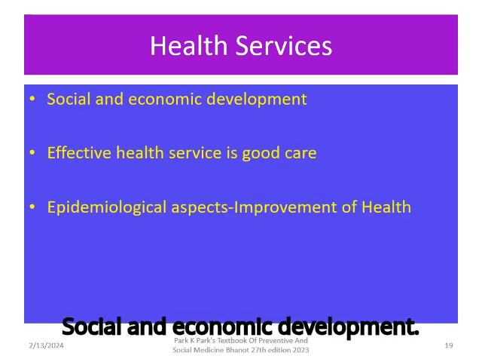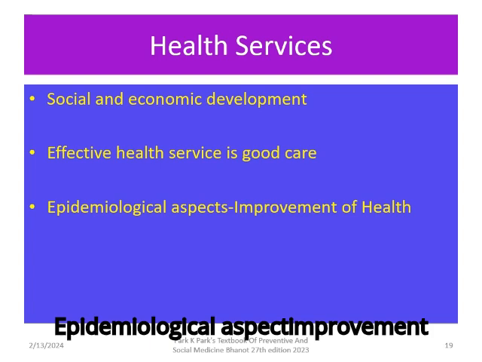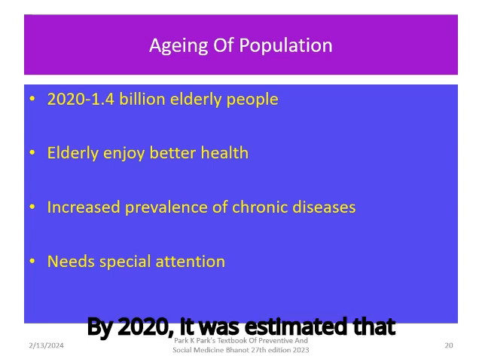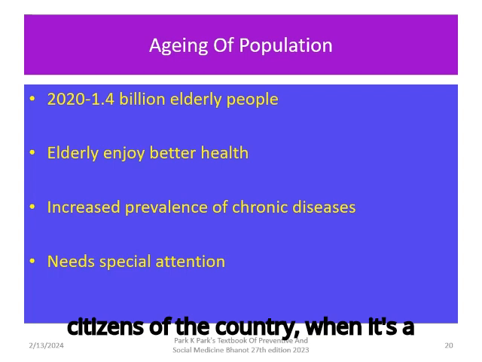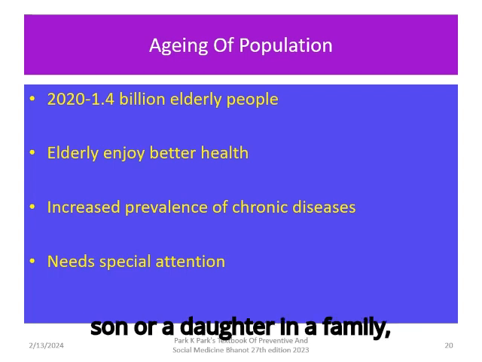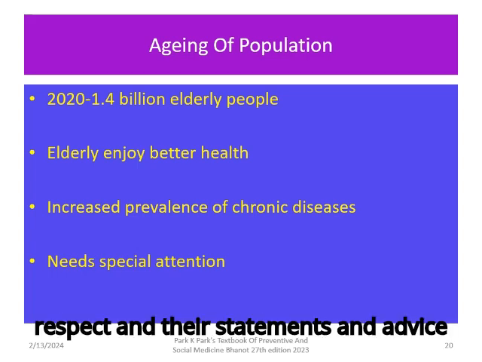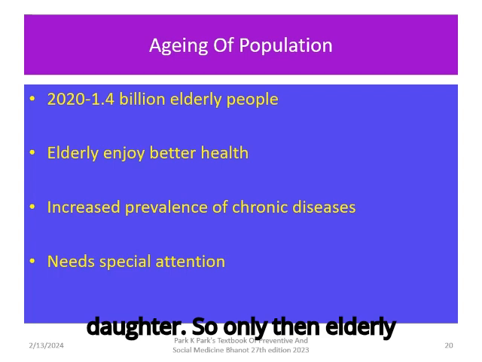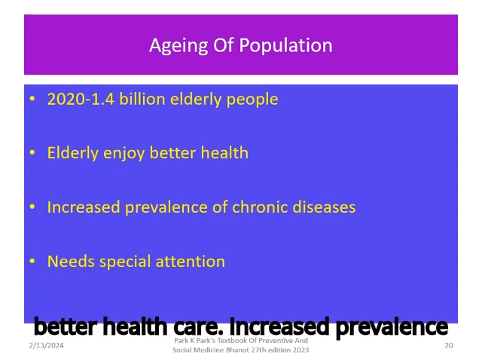Social and economic development. Effective health service is very much required for good care. Epidemiological aspect, improvement of health. By 2020, it was estimated that 1.4 billion elderly people were living. Generally, in a family, elderly people should be given very big respect by the son or daughter, and their statements and advice should be taken into consideration. Only then can the elderly population have a better psychological environment and better health care.